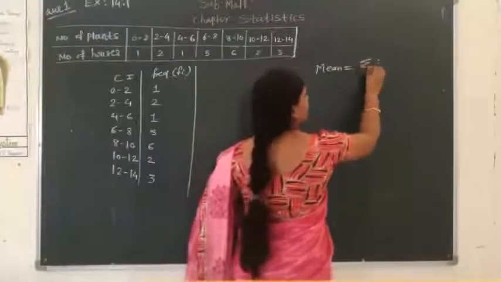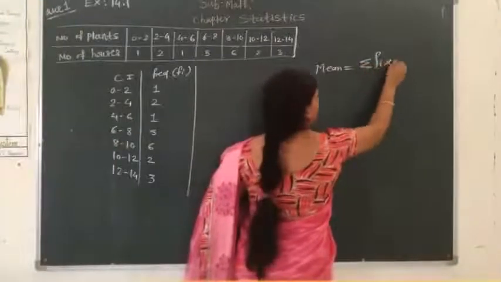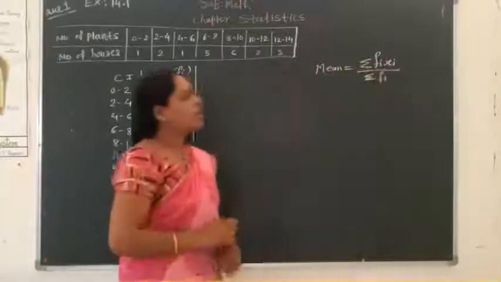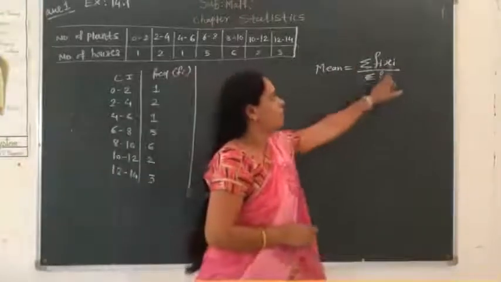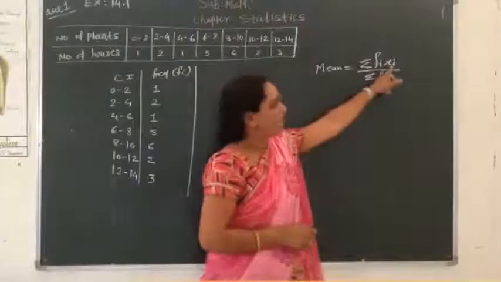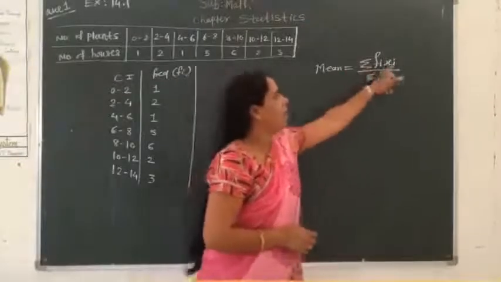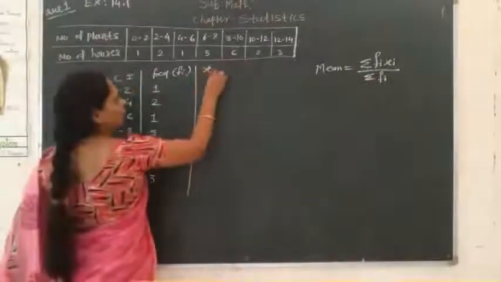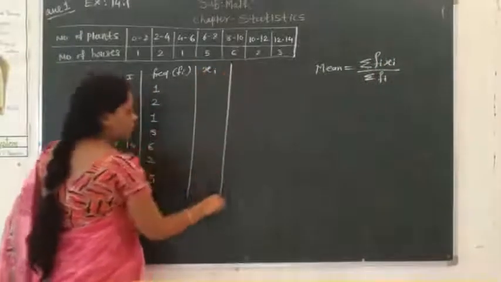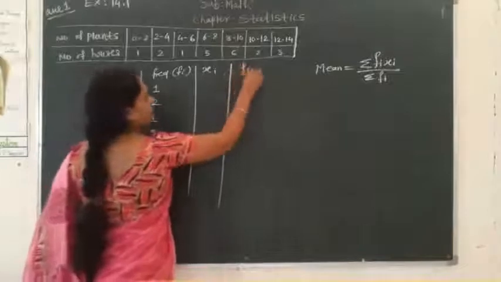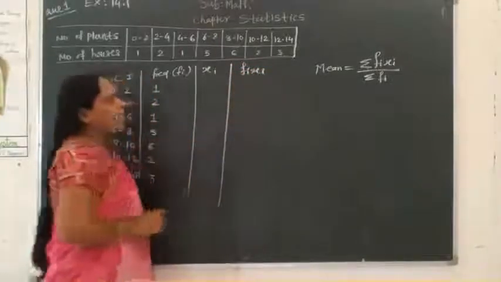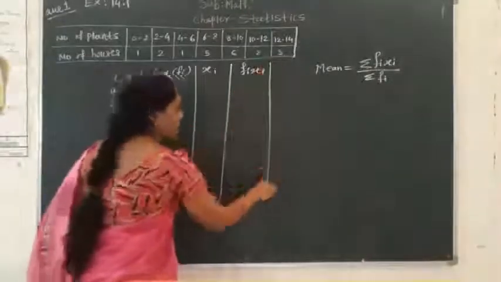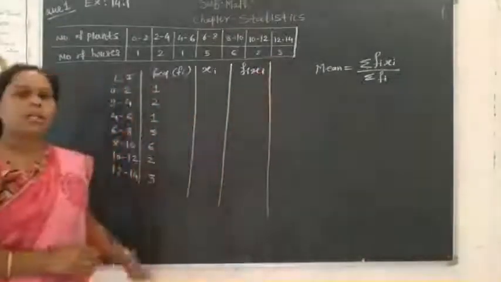summation Fi Xi upon summation Fi. Here, for summation Fi Xi, first we have to find the value of Xi, and after that we have to find the column Fi Xi. These are two columns we have to add: first Xi, and the next column Fi Xi. For mean, these columns are compulsory. These four columns we have to consider to find the mean in any method.